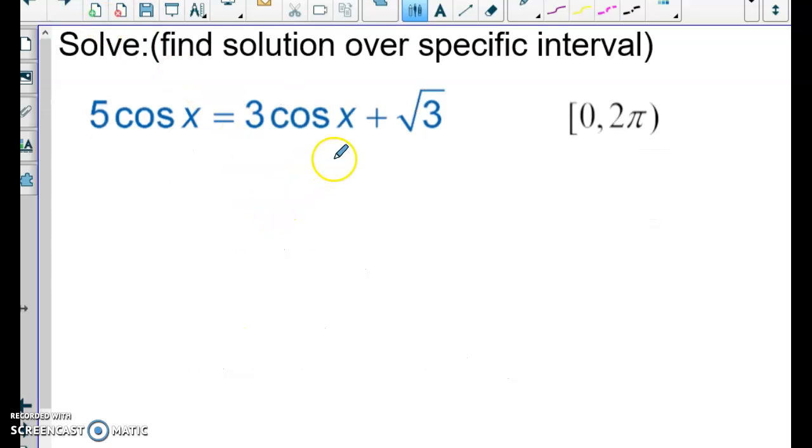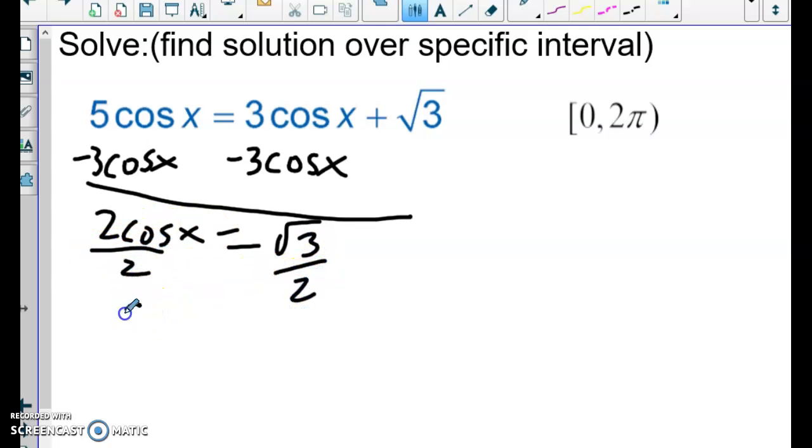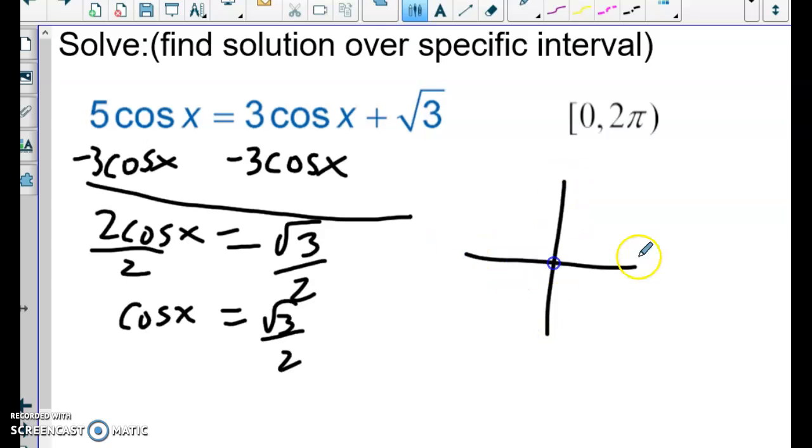Let's get to a couple examples. For instance, if here I divided both sides by cosine, it would just go away and we would have nothing. It wouldn't make sense. So what I'm going to do is subtract, which is okay. Subtraction is okay on both sides, and I end up with 2 cosine of x equals the square root of 3. Divide by the 2. And so we are looking for where the cosine is equal to the square root of 3 over 2.